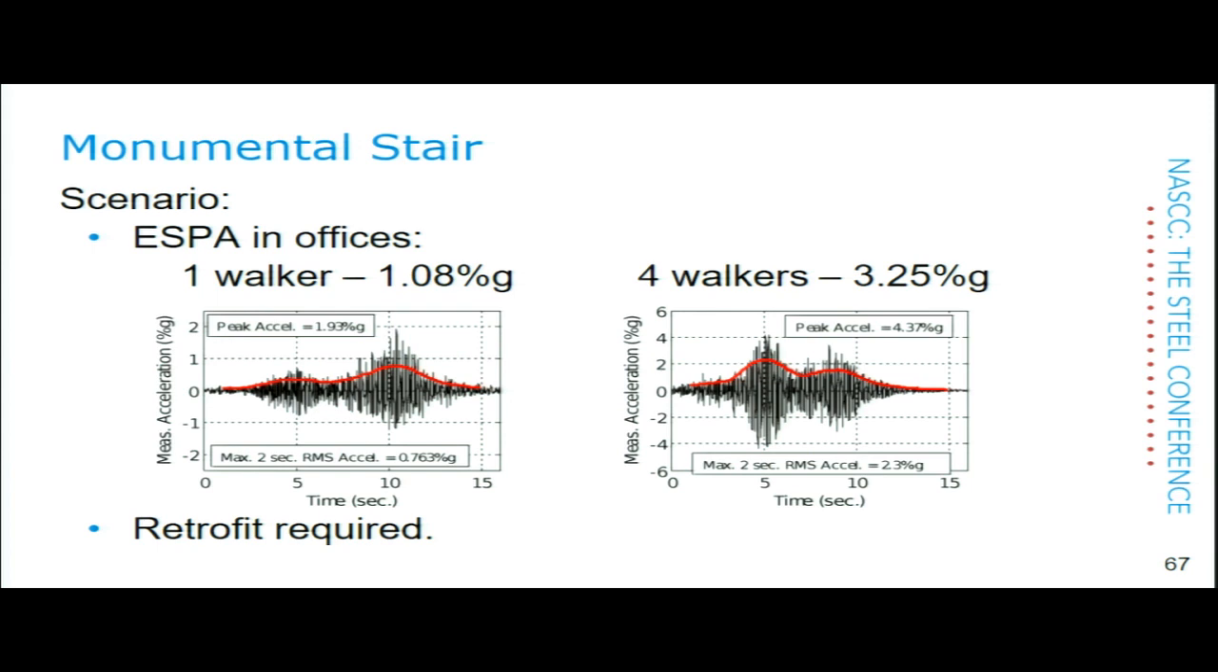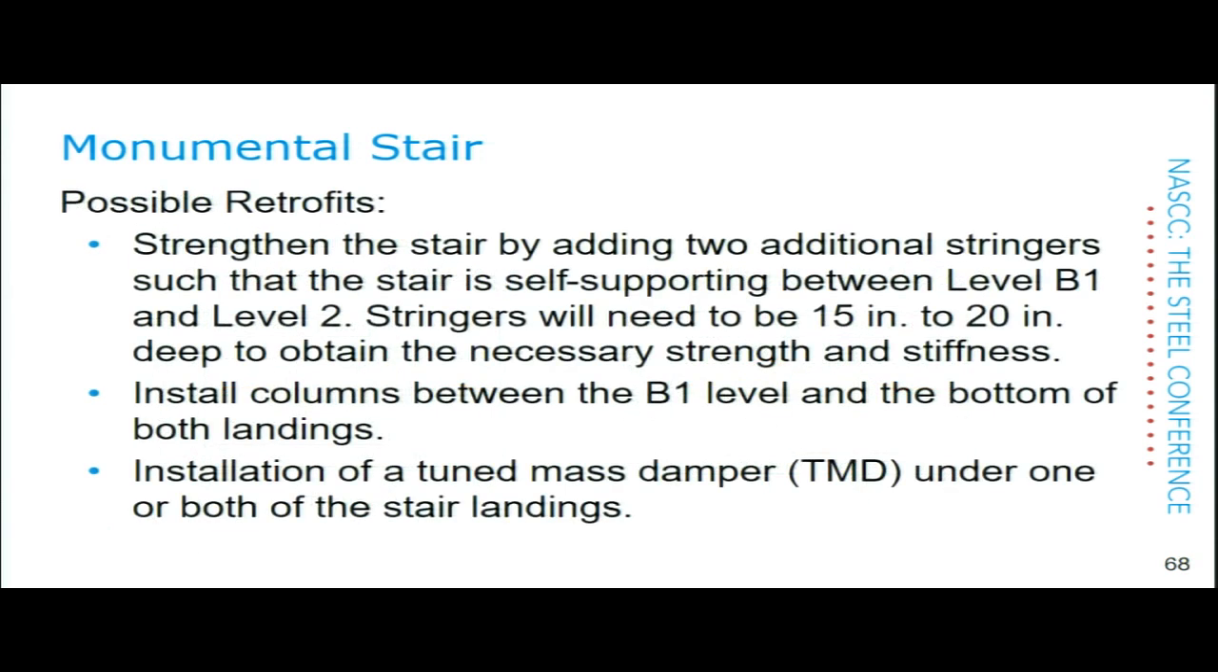I went there and made measurements. This is in the office. One person walking down the stairs, descents are always worse than ascents, gave 1.8% g. Four people walking down caused 3.25% g. And this stair led from offices down to an auditorium, so you know people are going to be running down going in there. You literally could not keep a pencil on a piece of paper when 4 people were going down the stairs. So obviously a retrofit was required.